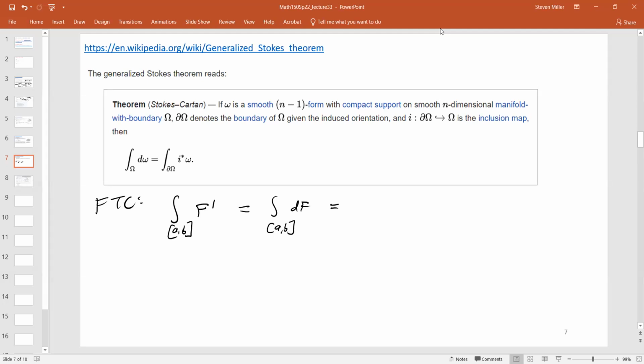I'm integrating over AB, so what will the answer be? Big F of B minus big F of A, which is big F evaluated at AB. And what we can really do is, if you want, I'm going to write it like this, where this means boundary. And so one way to view the fundamental theorem of calculus is if I integrate the derivative of a function over a segment, that's the same as essentially the function evaluated over the boundary.